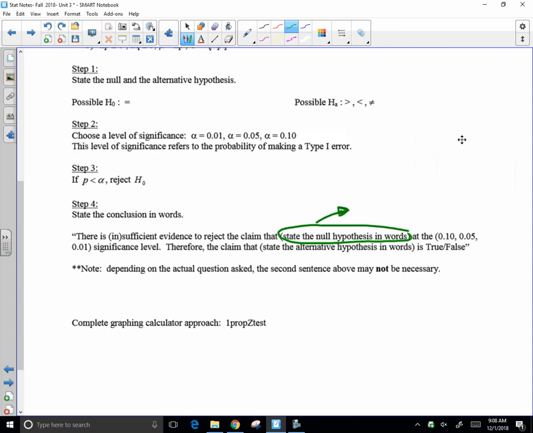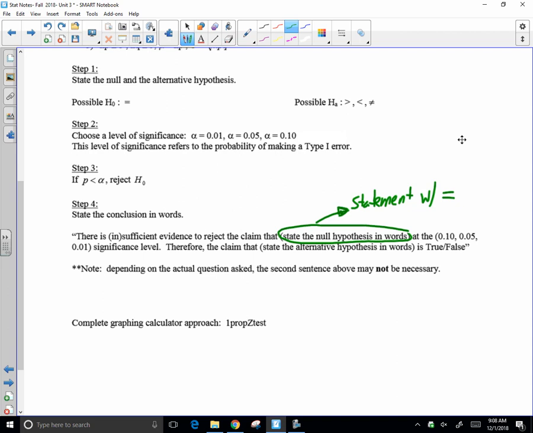The null hypothesis is the statement with the equal sign. The alternative hypothesis is the other one. All right, so the null is the statement that involves the equal sign. The alternative is the other one, and it'll have a greater than, or a less than, or not equal.